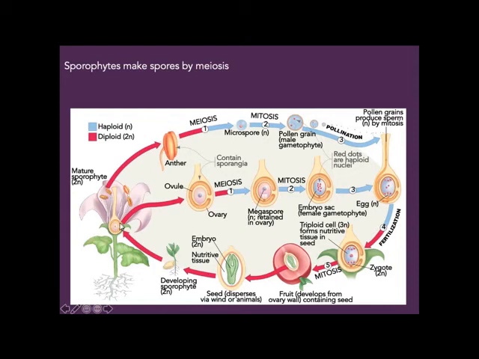Sporophytes make spores by meiosis. And so these are plants that are heterosporous. What's that mean? That means they have the small spores and the big spores. Yeah, they have male and female spores. Okay, so this sporophyte is making spores by meiosis. It's making the male spores in the anther. Inside the anther are sporangia that make these microspores.